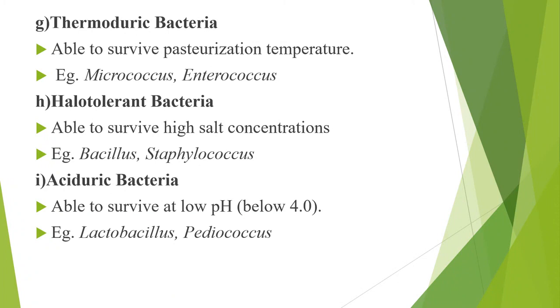Next group is the acidic bacteria, and they are able to survive at low pH. That is, they are able to survive in acidic condition, at a pH below 4. Examples are Lactobacillus and Pediococcus. So these acidic bacteria are the ones which will lead to the spoilage of food items which contain high acid content, which we can see in pickles, etc. And these acidic bacteria have the ability to survive at a low pH, that is pH below 4. Examples are Lactobacillus and Pediococcus.